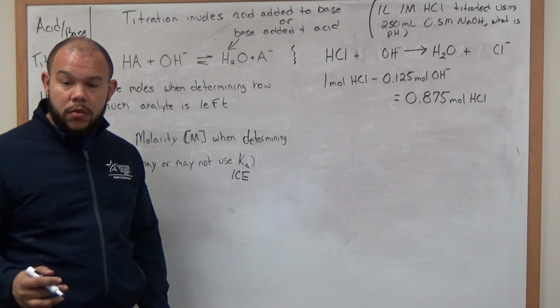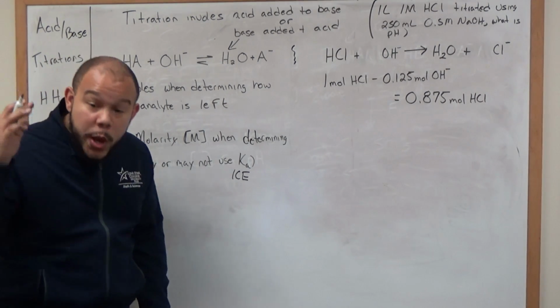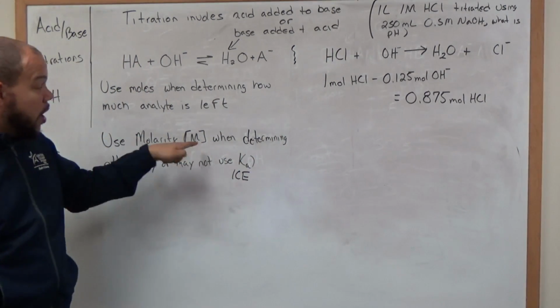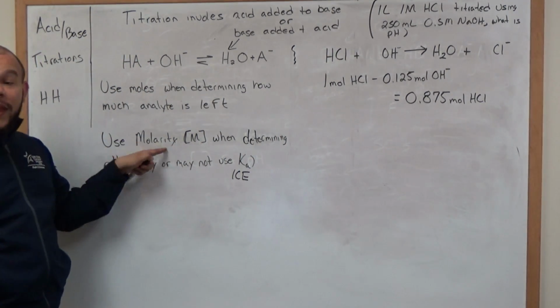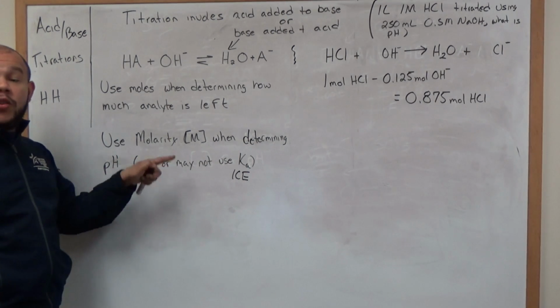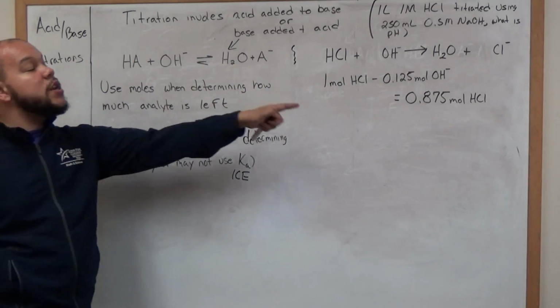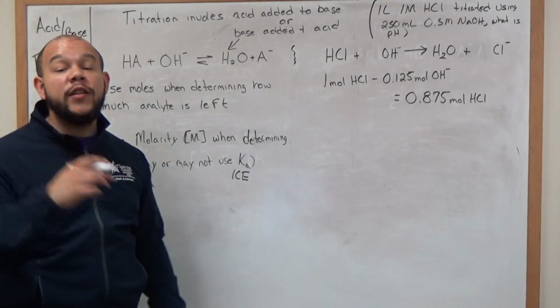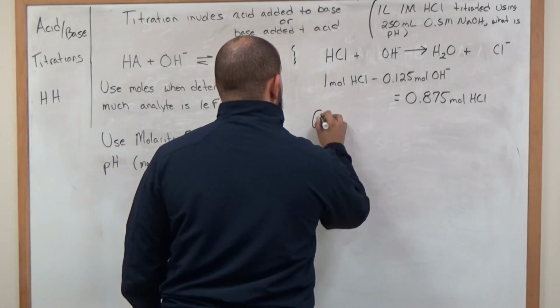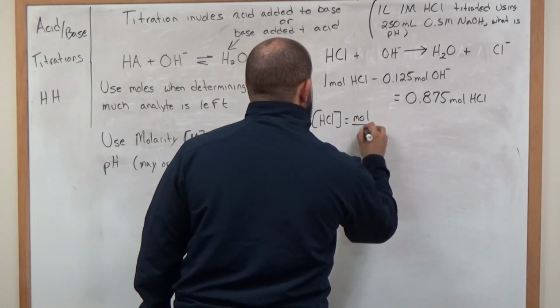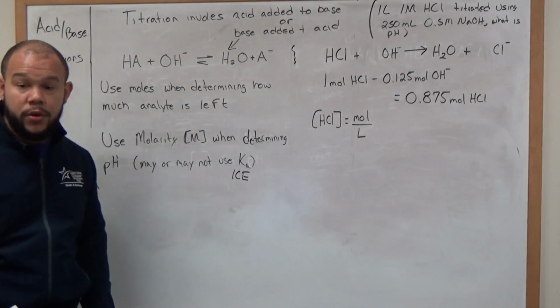Now, to get pH, we need to start thinking about concentration. Molarity is what gives us pH. So to get any kind of pH, we have to be thinking concentration. We know number of moles. Again, to get concentration, we should know our units of concentration by the back of our hand by now. We need moles per liter.